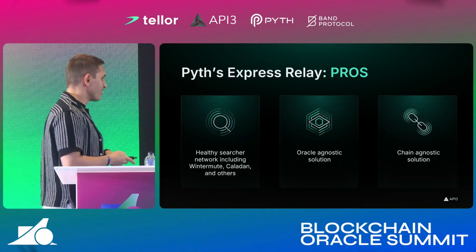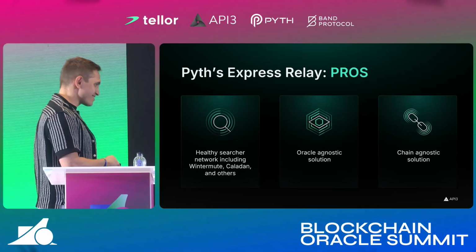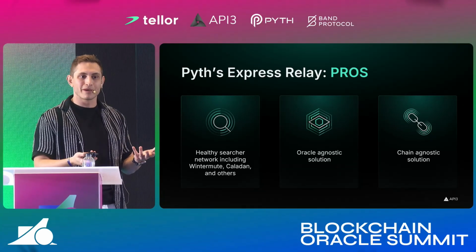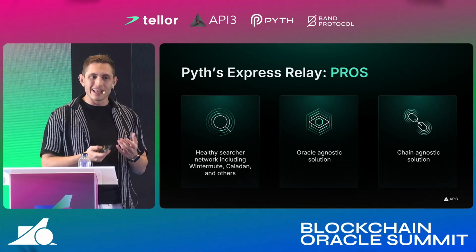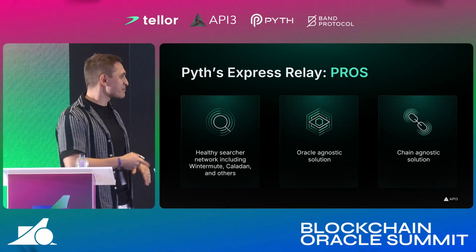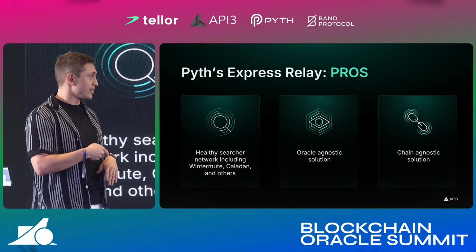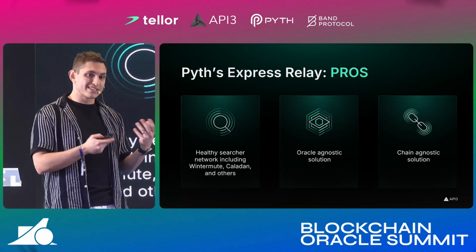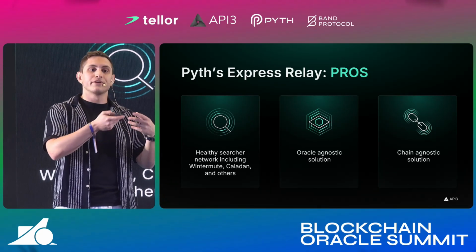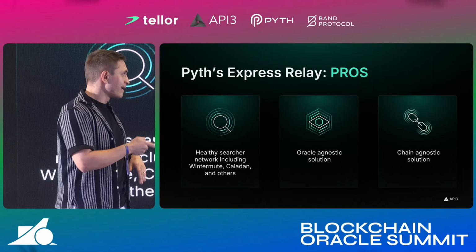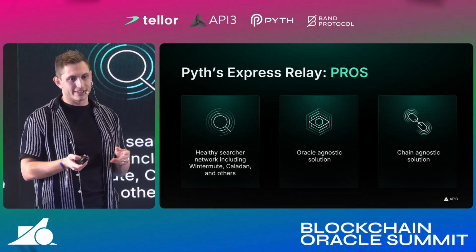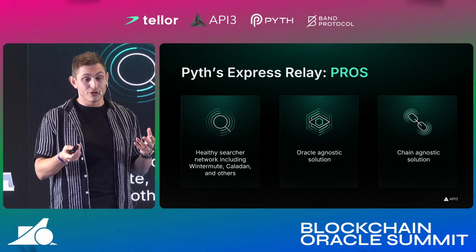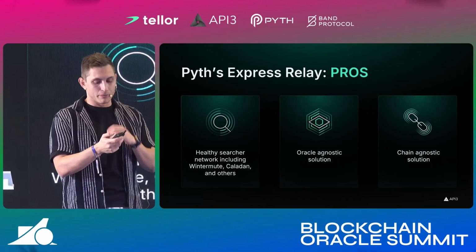Pros of this. Again, I'm saying this for the third time. It has a healthy network of searchers, Wintermute, Caladan, and so on. PIF is very well connected, so a lot of the big players have integrated this. So you will have a lot of buyers for your opportunity. It's Oracle agnostic because it doesn't sell the right to a specific Oracle update or anything else. What it sells is the right to execute an opportunity that was reported to them. And thus, it's also chain agnostic. It doesn't really care where you run on, as long as they can sell the right to the opportunity and execute on that right that somebody might buy.